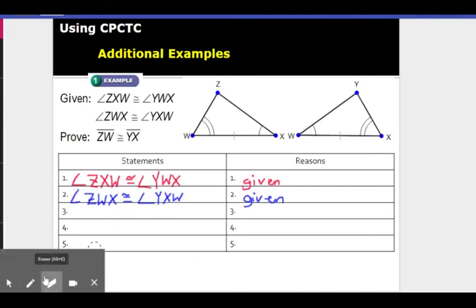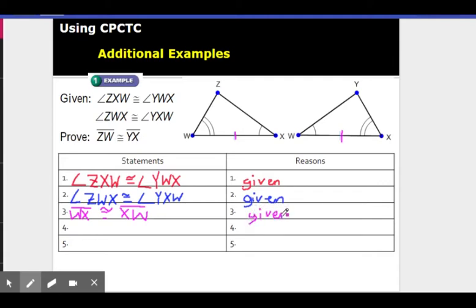We've written down our two given statements provided in the problem, but we were also shown that we can mark this bottom side on these two triangles as congruent to each other. So we're going to add that as a third given in this case. So we're going to say that WX, that line segment on the left, would be the same thing as XW on the right there. And so we have those as congruent statements, and we'll just write that as given as well.